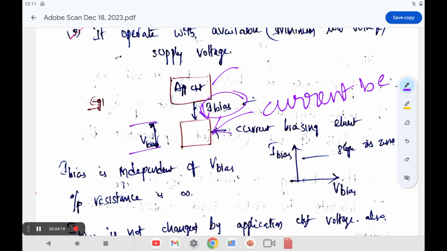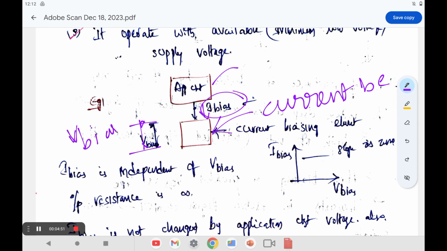This is generally called the voltage, V bias, the biasing voltage. Here the first point is that the output impedance of the circuit is independent of the voltage across it. That means high output impedance; the impedance of the circuit is very high.